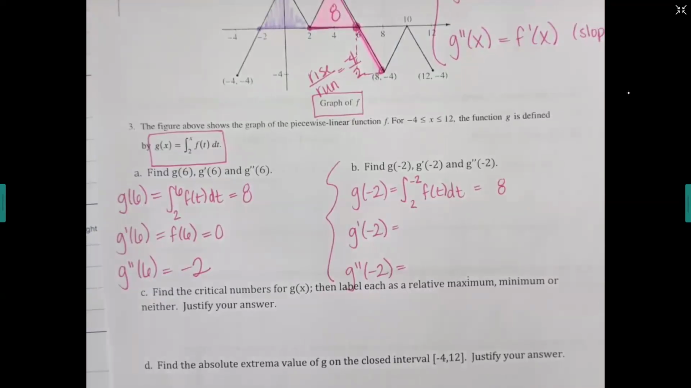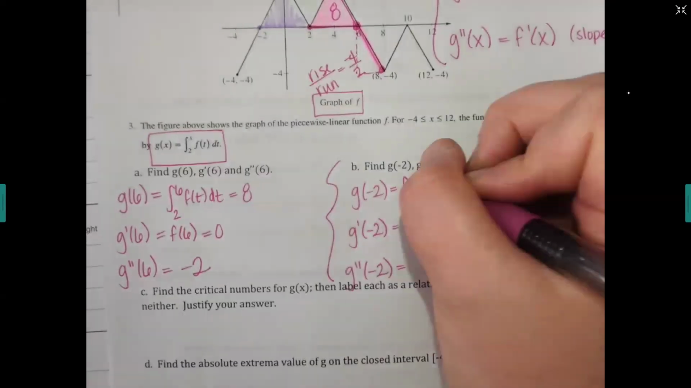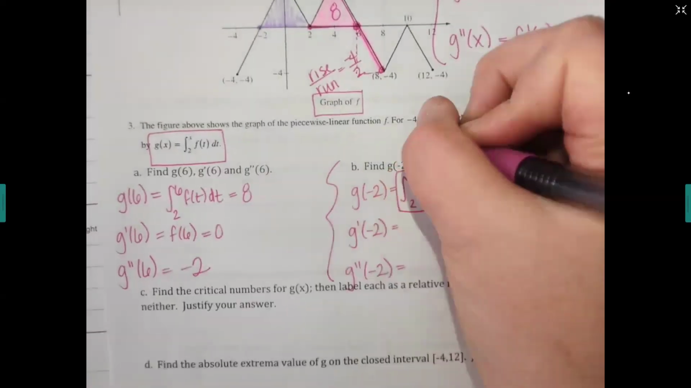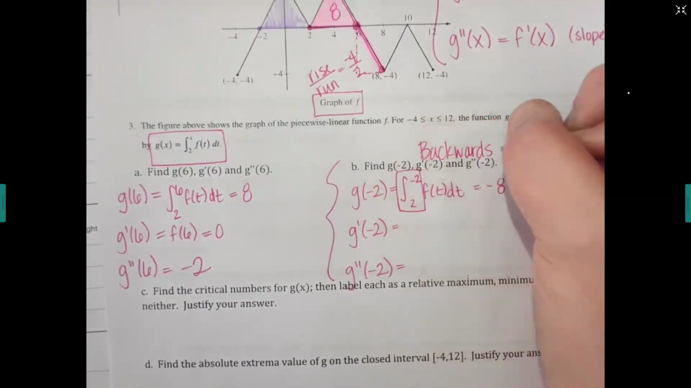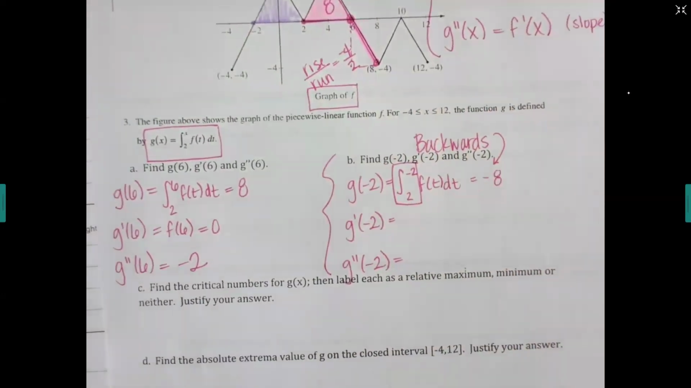It's backwards. My x was on the top, but when I look at the order, when I plugged it in, this is backwards. So if you want to make a little note, remember, if it's backwards, you just change the sign. That's why we're putting a negative on our 8 area.